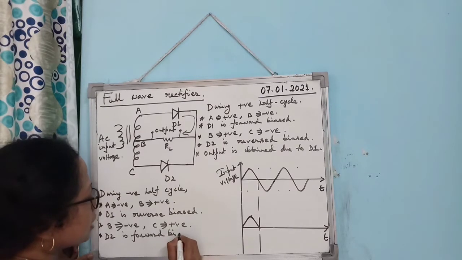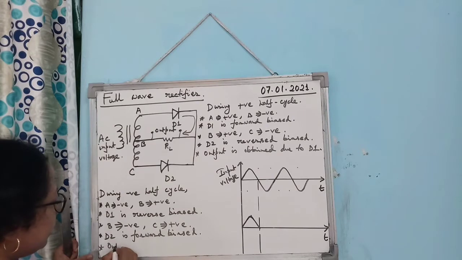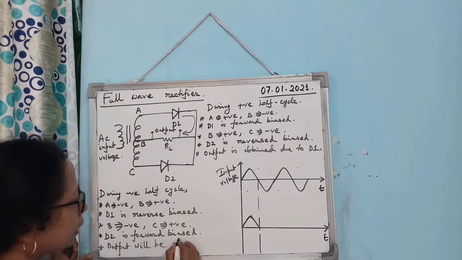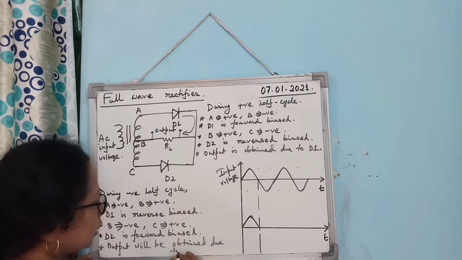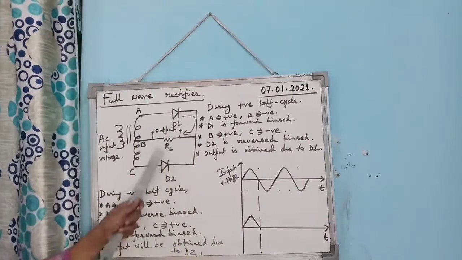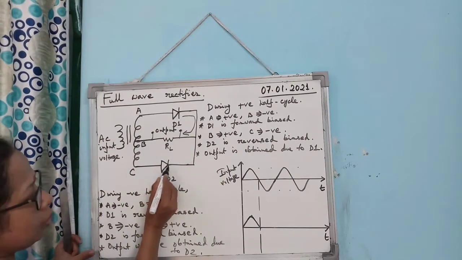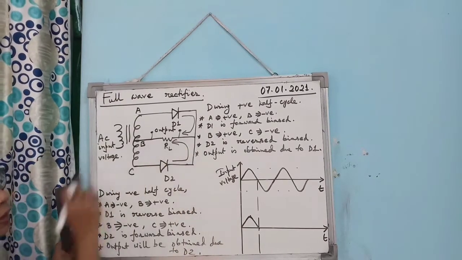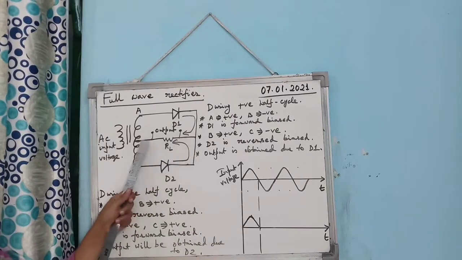So when D2 is forward biased, what will happen? Output will be obtained due to D2. Alright, so let us find out what will be the direction of the output. Current will move from P to N, and through RL it will move like this. Look at the diagram. Current is moving from right to left.